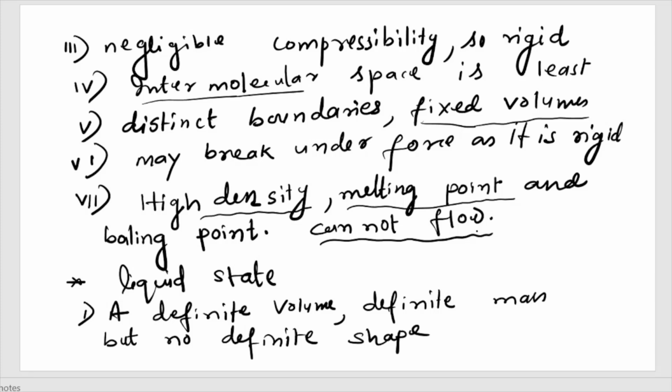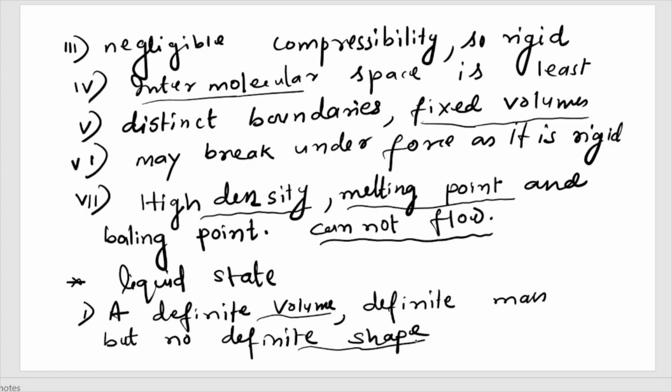Then we come to the liquid state. What is the liquid state? You feel it is a liquid by its volume, mass, shape and other characteristics. A liquid has a definite volume, that means 30 ml does not change to 40 ml. It has a definite mass, if you take the weight. Definite shape? No, it has no definite shape. In solid it has a definite shape, but liquid has no definite shape.